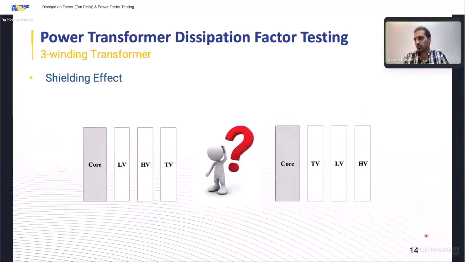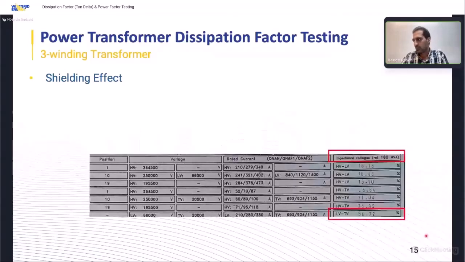Is it possible to find out what's the winding arrangement inside of the transformer before we start a tan delta test? I would say yes. If we look at the power transformer nameplate, we will see the impedance voltage or short circuit impedance for different arrangement of the windings at different tap positions.